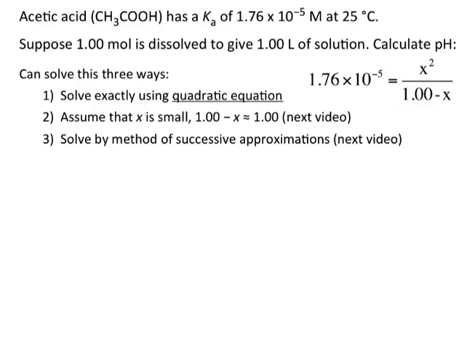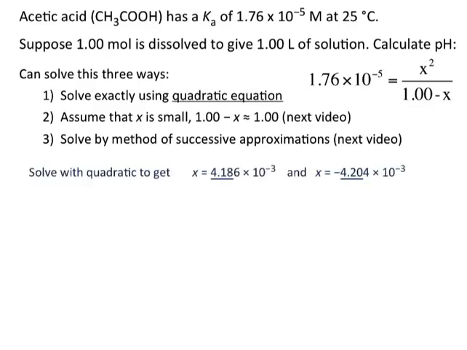So another thing you can do is often assume that x is small and neglect it. So 1 minus x, you say, that's pretty close to 1. We talk about that in the next video. You can also do something called the method of successive approximations, and we'll talk about that in the next video as well. There's just other ways to solve for x. We're going to do it right the first time.